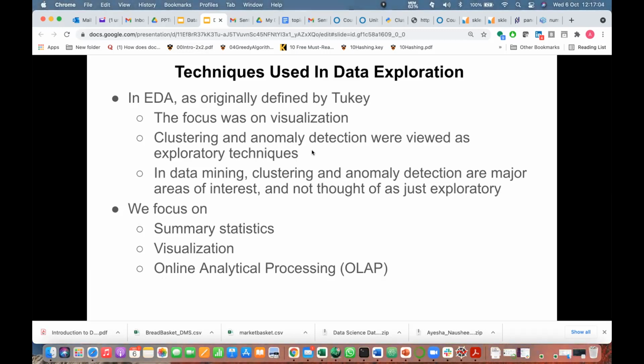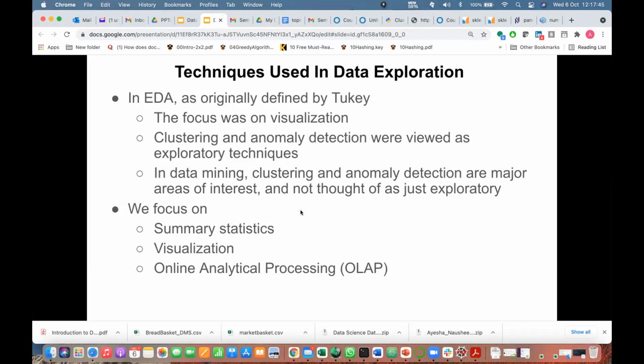Clustering and anomaly detection were viewed as exploratory techniques. Instead of taking a statistical approach, we can look at the data and see which points are deviating too much from the normal behavior of the data set. That is an outlier. Even for clusters, you can see whether there are naturally formed clusters in the data or not. You will get clusters anyway in k-means, but do they really make any meaning? For that, we may need to see our data visually and see whether there are any naturally formed clusters.